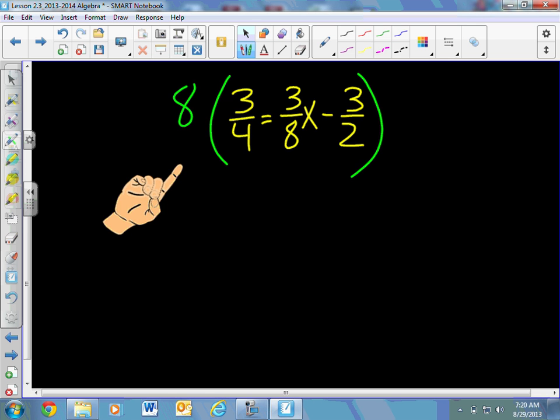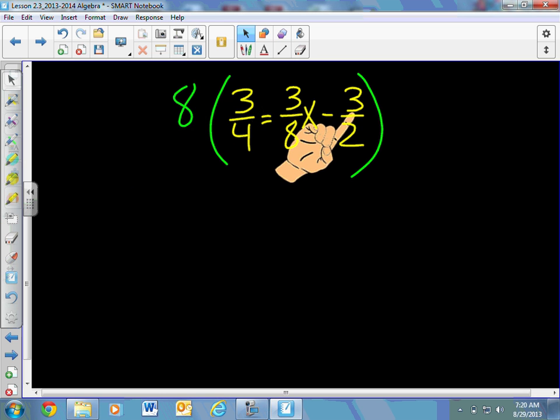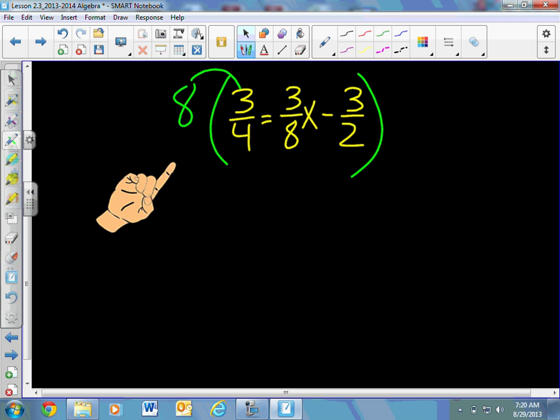And then remember what I did with this 8? I took this 8 and I shared it with this 3. I shared it with this 3. And I shared it with this 3. It just so happens that they're all 3s, but I'm going to share it with every single 3. Okay? I'm going to show you with the arrow like that. 8 times 3, 24. And I'm going to write it out here so you guys can see it.